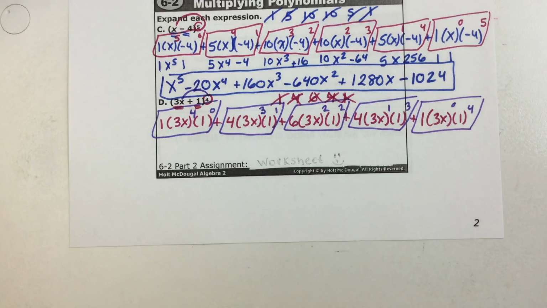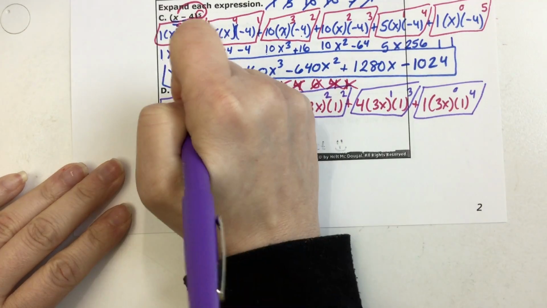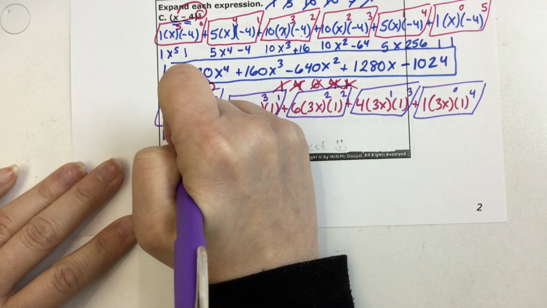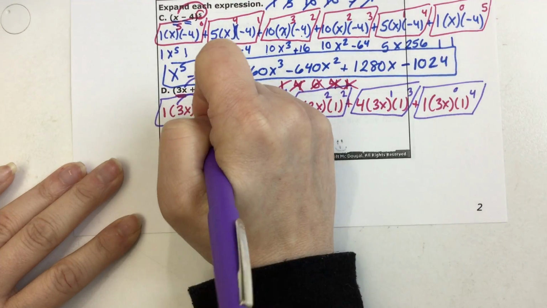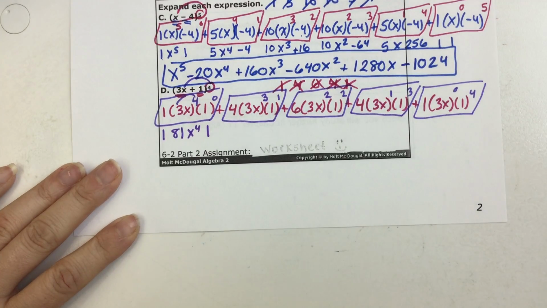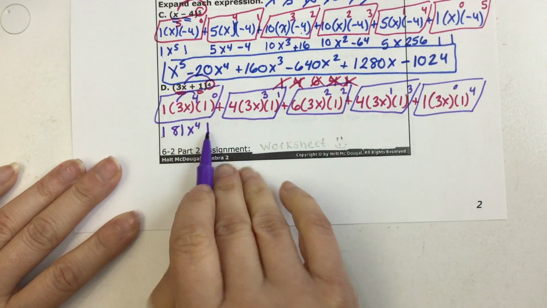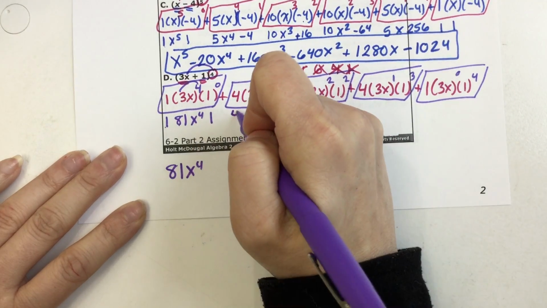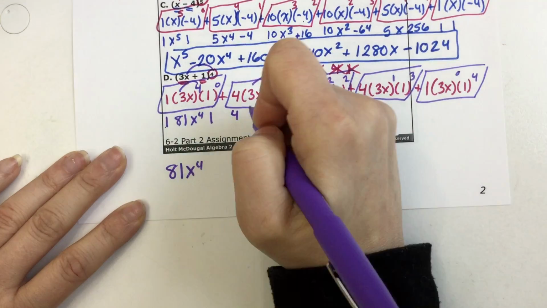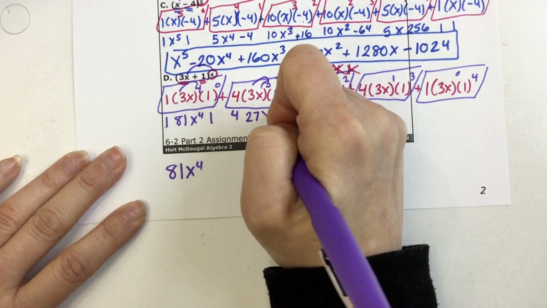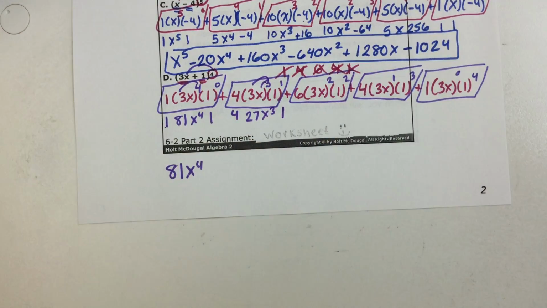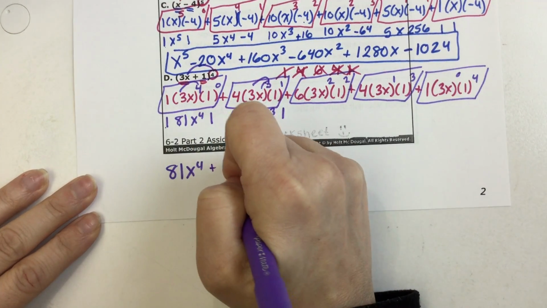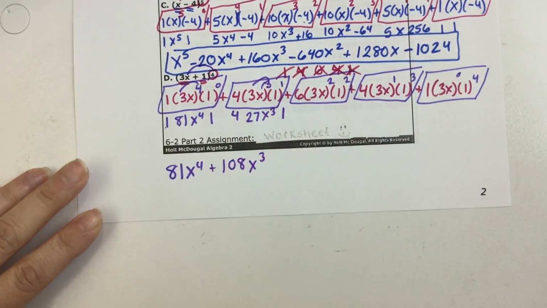Go one term at a time, figure out what we have. We have 1. 3 to the power of 4. 3 times 3 times 3 times 3 is 81. X has a power of 4. 1 to the power of 0. Anything to the power of 0 is 1. 1 times 81 times 1 is 81. X to the power of 4. 4. 3 times 3 times 3 is 27. X has a power of 3. 1 to the power of 1 is 1. 4 times 27 times 1 is 108. X to the power of 3.